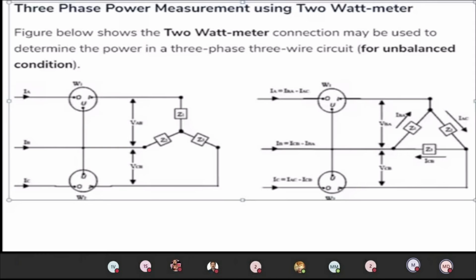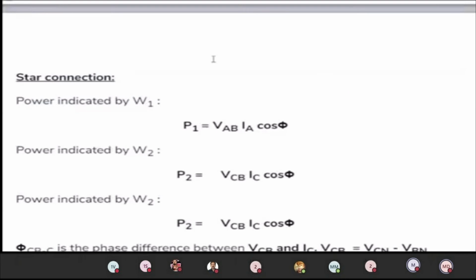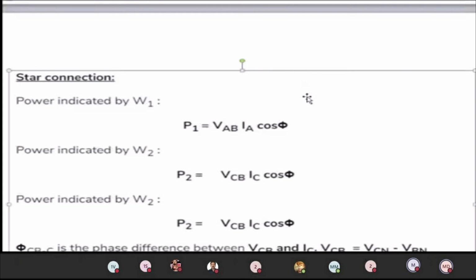Another topic is three-phase power measurement using 2 wattmeters. You can see the two different diagrams: the first one is star connection and the other is delta connection. 2 wattmeters are connected across three phases. We can discuss the formulas in this and move to the possible problems in the exams. For star connection, the power indicated by wattmeter 1, P1, is given by VI cos phi, the general formula.